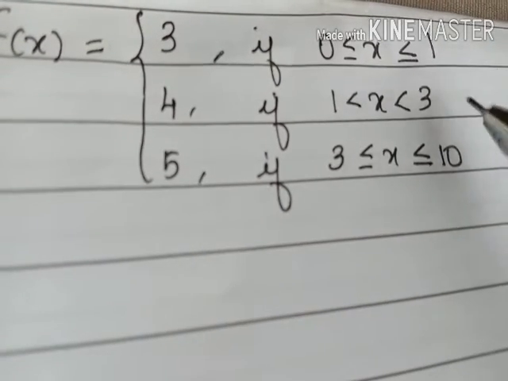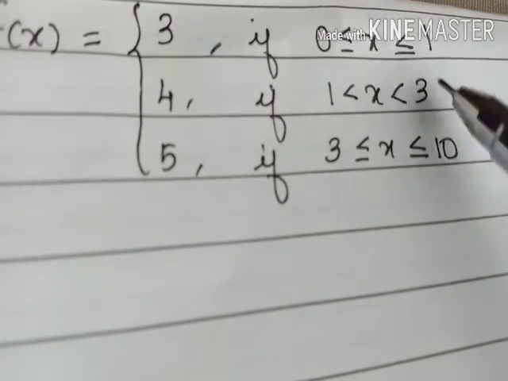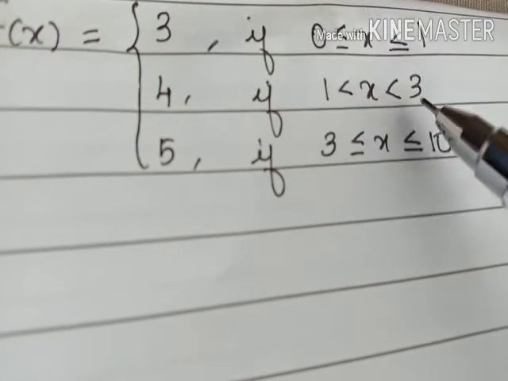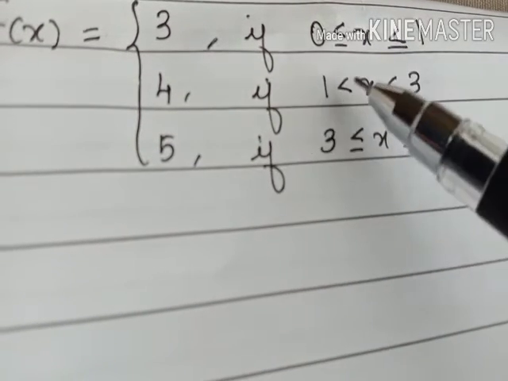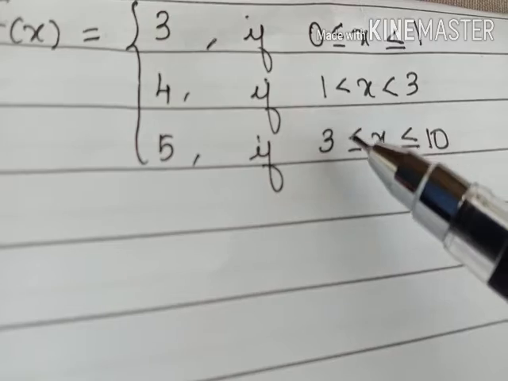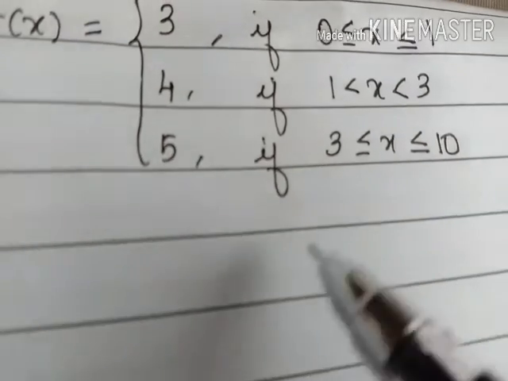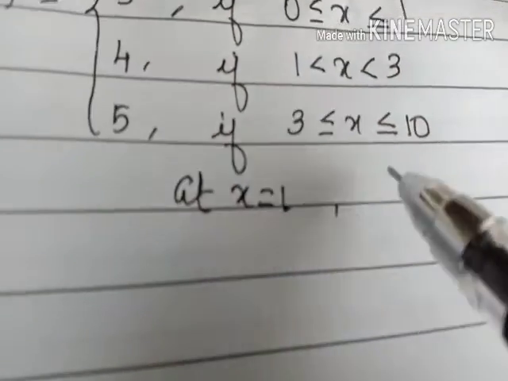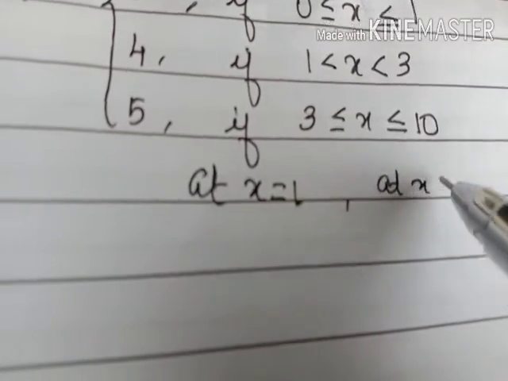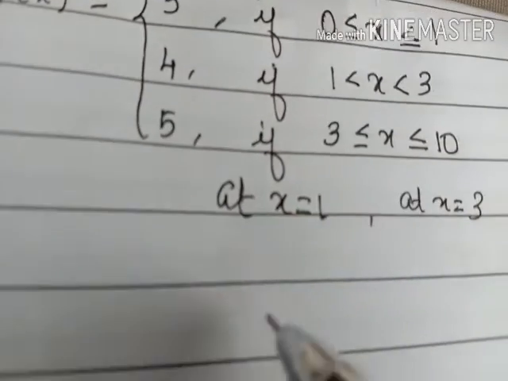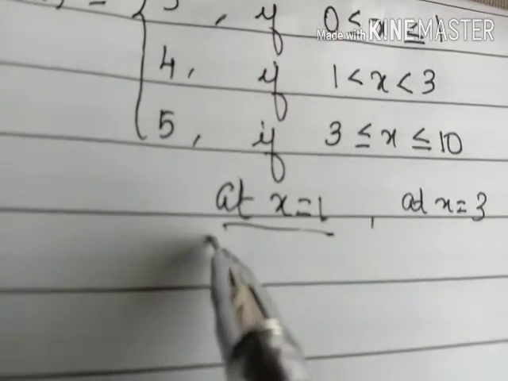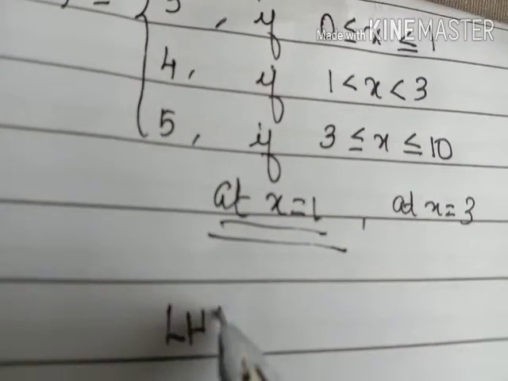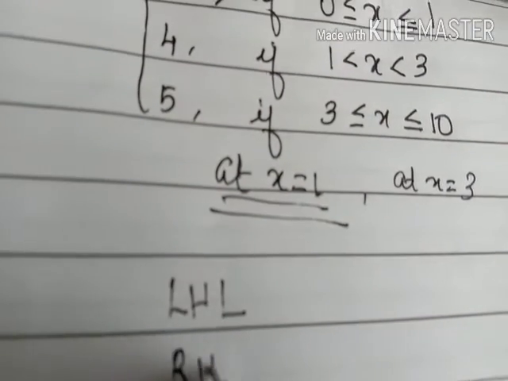So there are three intervals. Look at here, in these three intervals 1 is common and 3 is common. Okay, 1 and 3 are common numbers. So we have to discuss the continuity at x equal to 1 and at x equal to 3. First we consider the point x equal to 1. Now find the left hand limit and right hand limit.